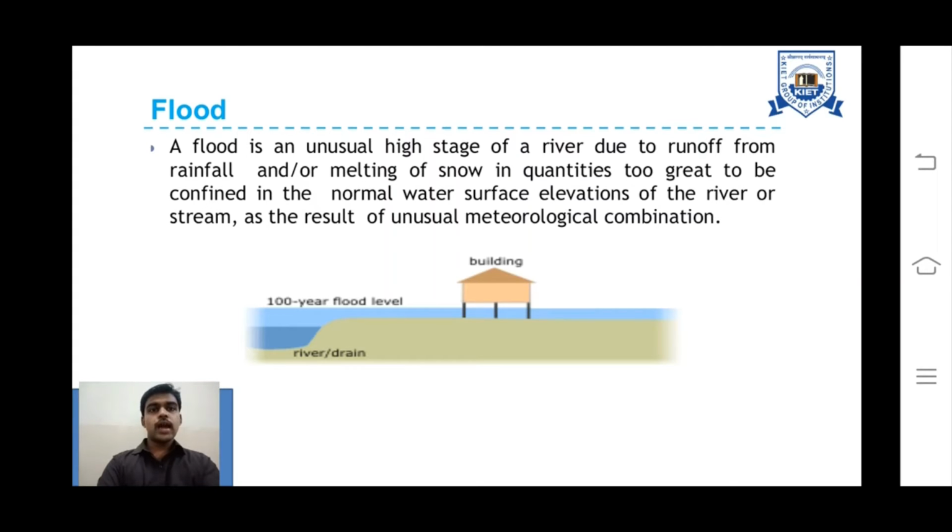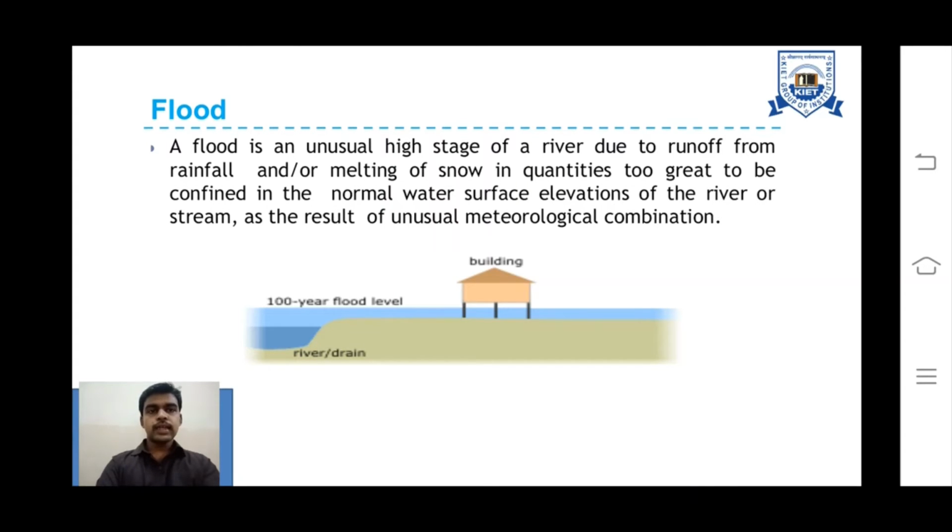A flood is an unusual high stage of a river due to runoff from rainfall or melting of snow in quantities too great to be confined in a normal water surface. So the unusually high stage of the river, which I already mentioned, is the extreme level. Look at the diagram, just an understanding purpose diagram. In a building, the 100-year flood level, rivers are drained, that is also mentioned. But high stage of the river due to the runoff from the rainfall as well as melting of the snow in quantities, but the normal water surface elevation of the river also matters.